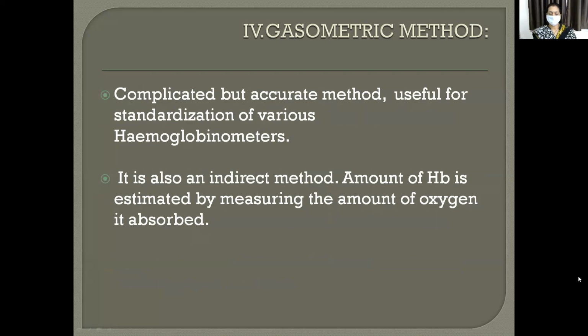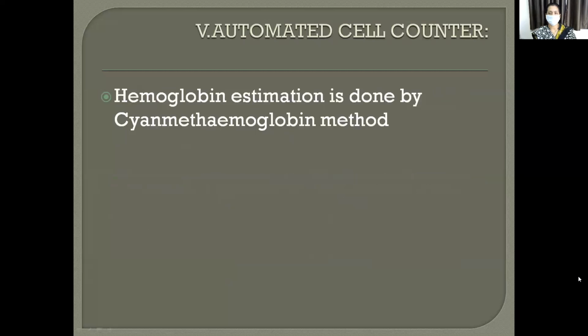The amount of hemoglobin is estimated by measuring the amount of oxygen it is absorbing. So the amount of hemoglobin present is estimated using the amount of oxygen that is absorbed. So usually we are doing a color comparison, a specific gravity comparison, iron estimation, and the fourth one is the measurement of the gas associated with the hemoglobin, that is usually oxygen. So you measure the oxygen and then you quantify the hemoglobin which is present. So these are the four methods.